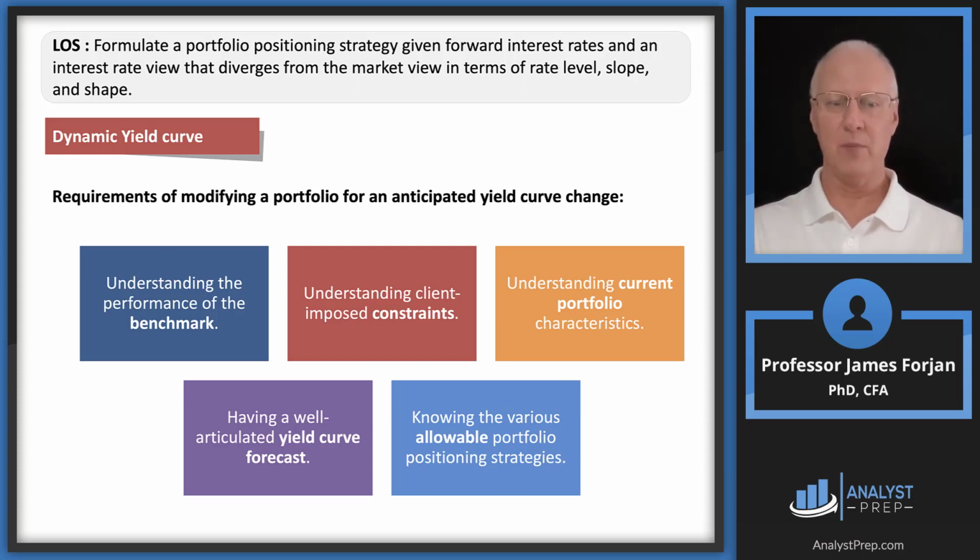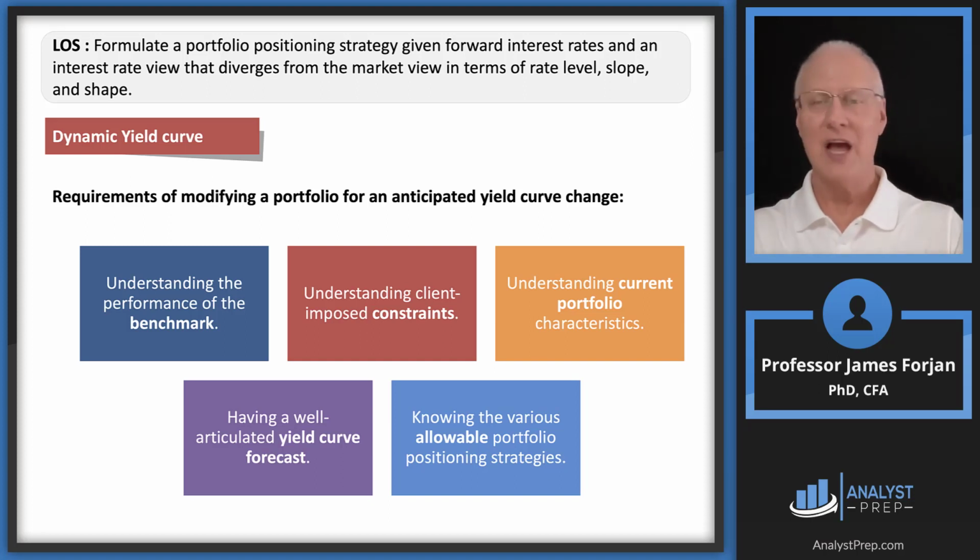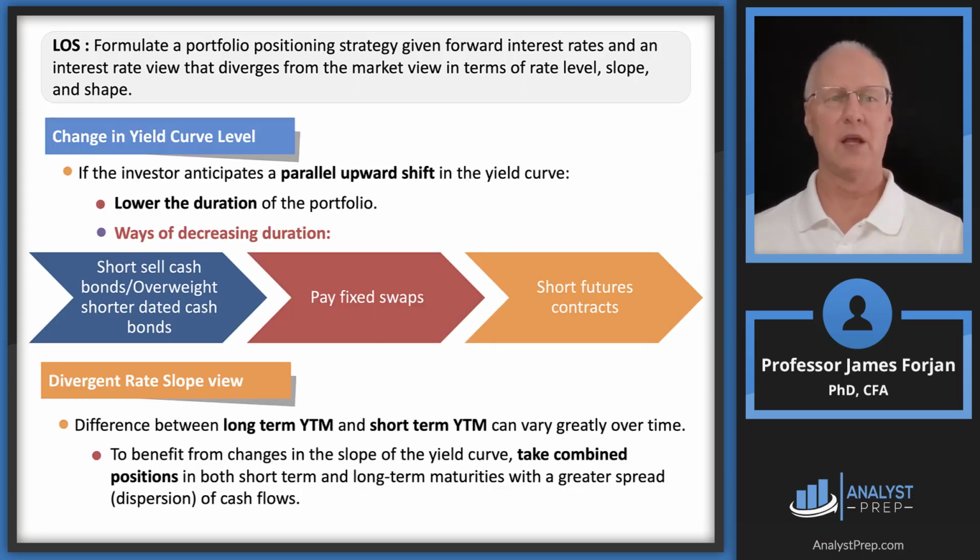So that leads us down to the purple box, having a well-articulated yield curve forecast. So we can look in the Wall Street Journal and we can see a picture every day of the yield curve, and then we can say, okay, a year from now, what is it going to look like? Well, we cannot create a well-articulated yield curve forecast unless, are you ready for this? Unless we know everything there is to know from Level 1, Level 2, and Level 3. And then finally, the blue box is exactly what this portfolio positioning strategy is going to tell us. So let's go ahead and talk about a couple of these things.